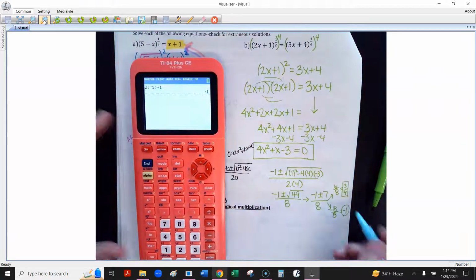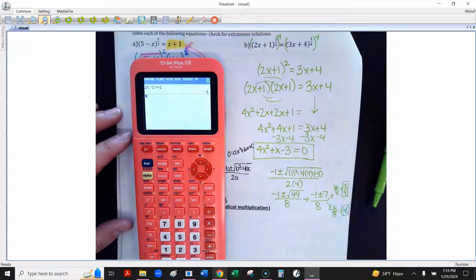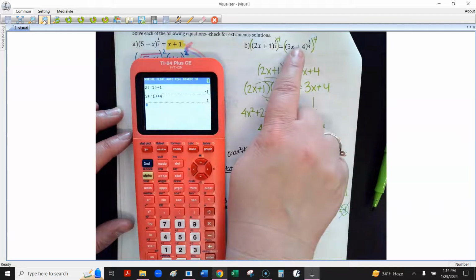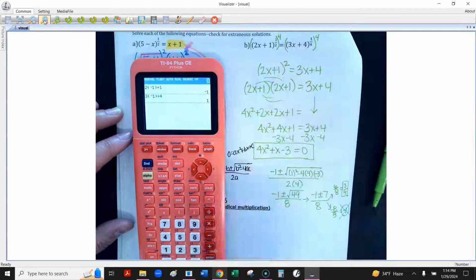So this is not an answer because I can't take the square root of a negative. And you could check it over here too. If you do 3 times negative 1 plus 4, that one would be okay, but it would not be okay here. So we can't take the square root or a 4th root of a negative number.